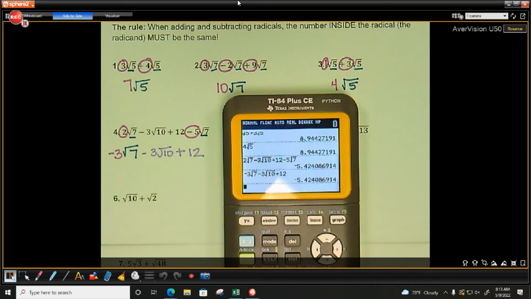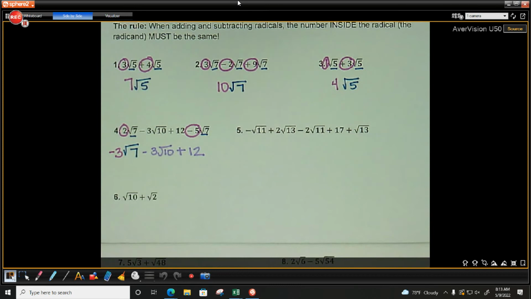Are we seeing how this is super similar to our rules with our variables? Your rule with combining variables is the variables must have the same variable, same exponent. You keep the variable and the exponent, you add or subtract the coefficients. Same thing with your radicals. The radicals must be the same. You keep the radicals, add or subtract the coefficients. Same exact rule. Okay, we good? Same rules for variables as with our radicals. Same exact rules. Okay, next one.